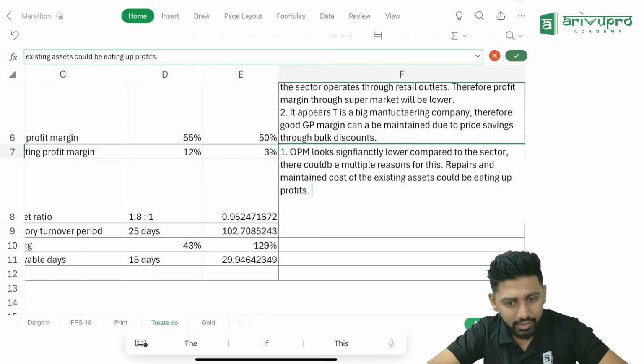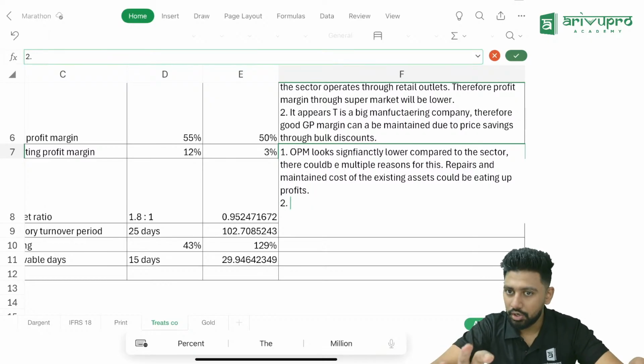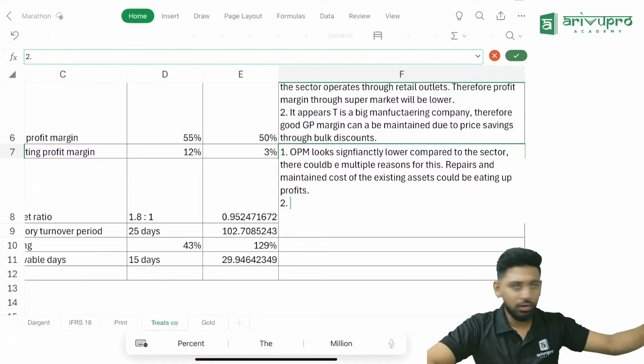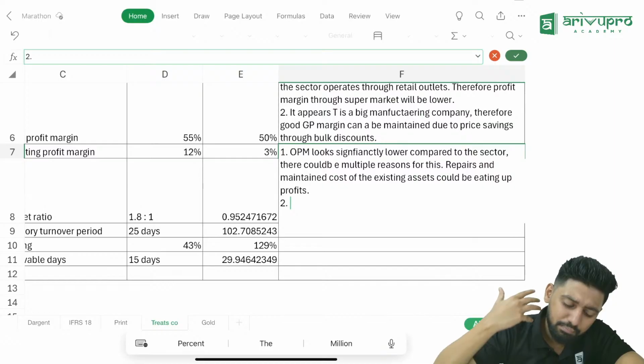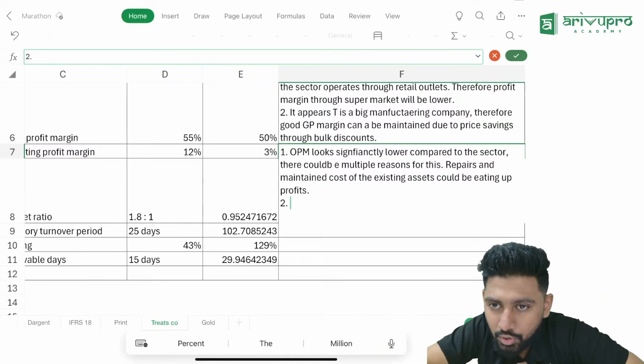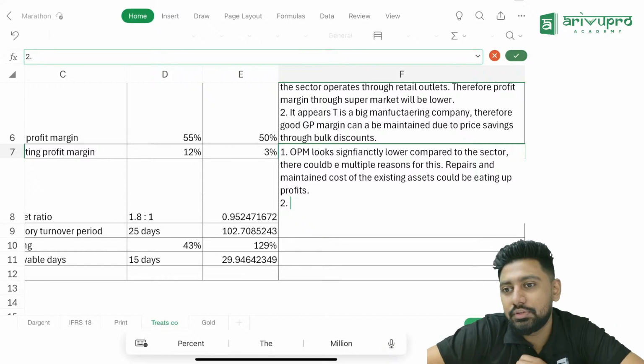Now guys, look at the way I'm talking to the examiner. Hey, look, this is why it has come down. This is the reason for it to come down. I'm not going beyond that. I'm keeping it very, very simple.